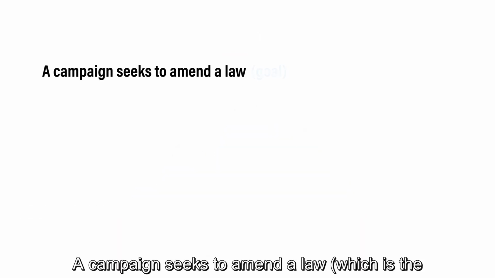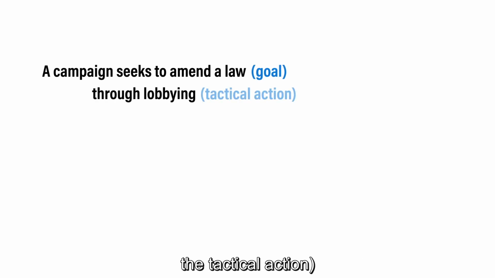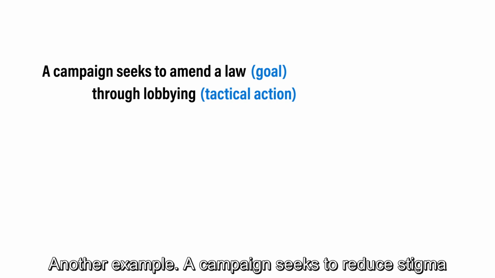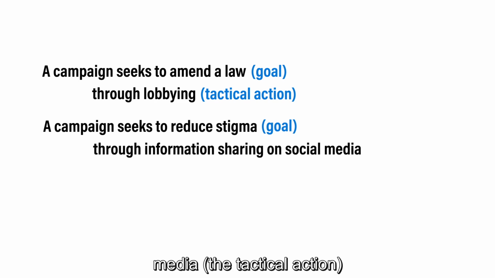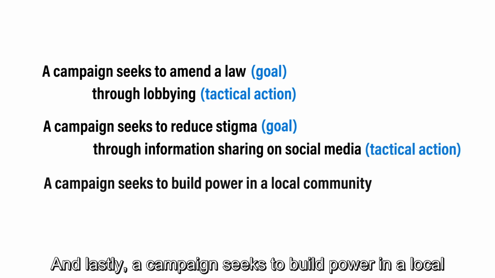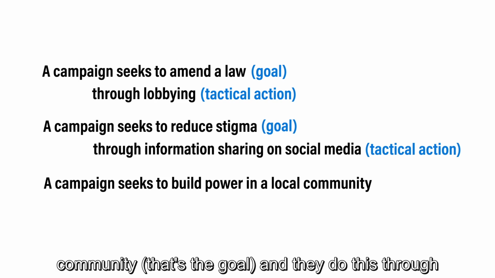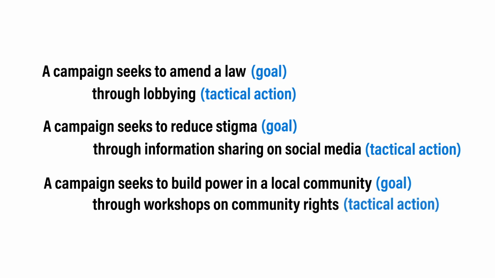For example, a campaign seeks to amend a law, which is the goal, and they do this through lobbying, which is the tactical action. Another example, a campaign seeks to reduce stigma, the goal, through information sharing on social media, the tactical action. And lastly, a campaign seeks to build power in a local community. That's the goal. And they do this through workshops on community rights, the tactical action.